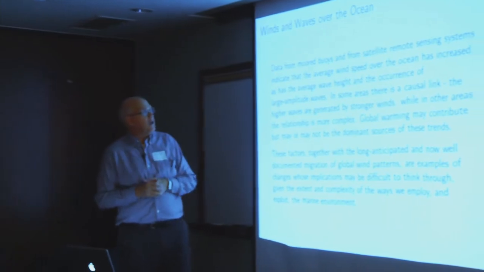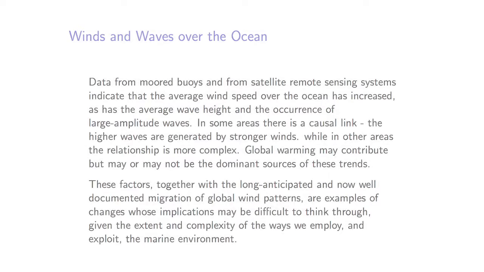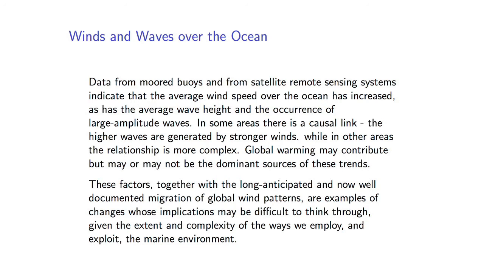Okay, winds and waves over the ocean. Data both from moored buoys and from satellite observations have indicated significant increases in the average wind speed over the ocean and in the occurrence of large amplitude waves. Surface waves are forced by winds, and stronger winds can mean higher waves. So in some areas there's a causal link, a relationship between the stronger winds and the occurrence of higher waves. In other parts of the world, there's not a direct correlation, and we're not yet clear what the relationship is.